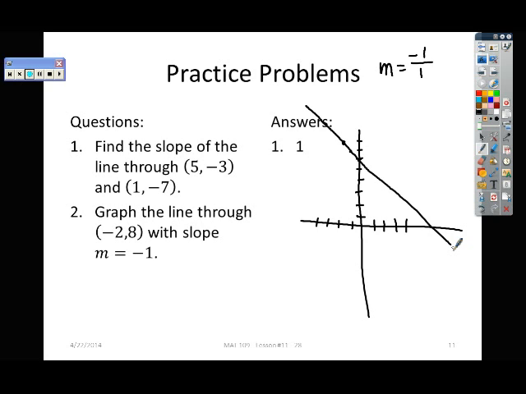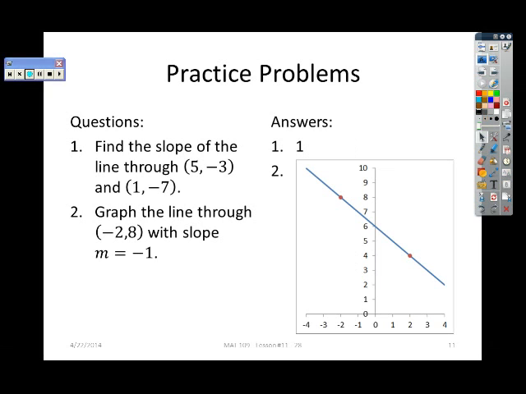If you're given a point and a slope, you can plot this way, but you need to remember how to do it. You need to be able to do this kind of graph. That's what it would look like neatly. Here's the point, minus 2 and 8. You can go over 1 and down 1, over 1 and down 1, and so forth.